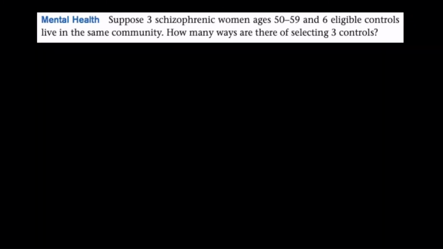So there are 3 schizophrenic women, ages 50 to 59, and 6 eligible controls living in that same community. Now remember that both are connected, which means that this is a matched study pair, and they are asking you how many ways there are to select 3 controls. So you have 6 total, and out of that you are only selecting 3. So n is 6, k is 3.